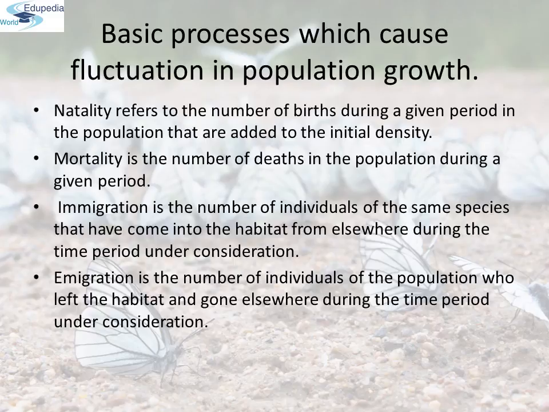Natality refers to the number of births during a given period in the population that are added to the initial density. Mortality is the number of deaths in the population during a given period. Immigration is the number of individuals of the same species that have come into the habitat from elsewhere during the time period under consideration. Emigration is the number of individuals of the population who left the habitat and gone elsewhere during the time period under consideration.